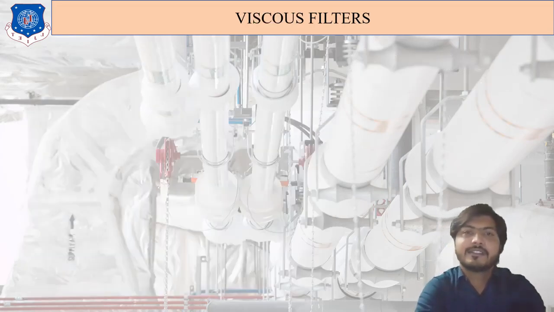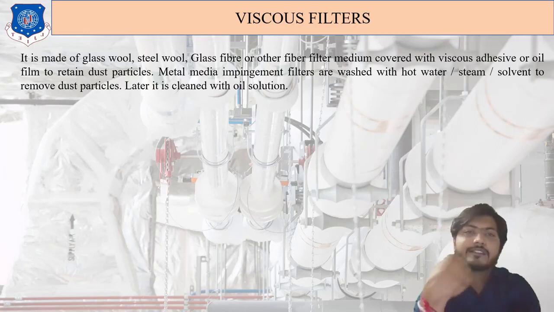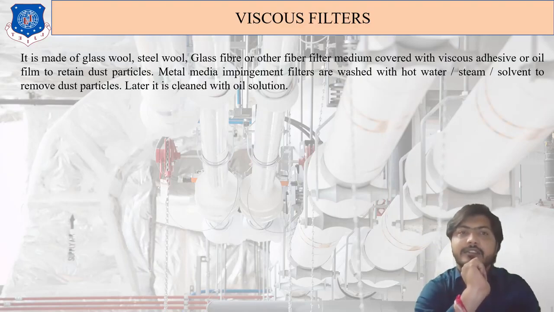Okay. Next is the viscous filter. What is a viscous filter? We use a viscous material to absorb dust particles, and the remaining clean air is supplied to the air conditioning system. It is made of glass wool, steel wool, glass fibers, or other fiber materials, which are covered with an adhesive or oil film to retain dust particles.